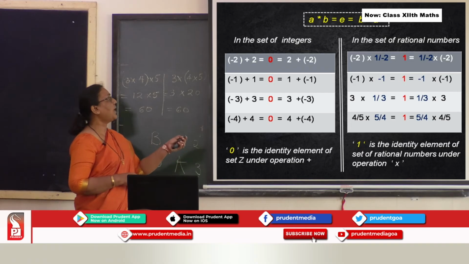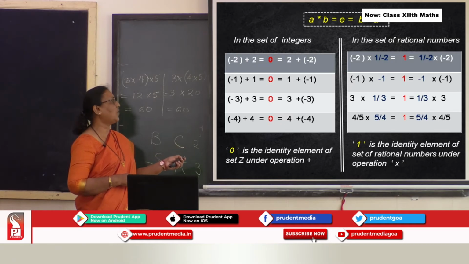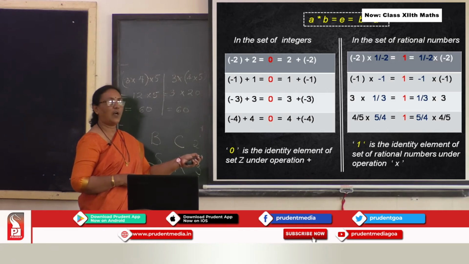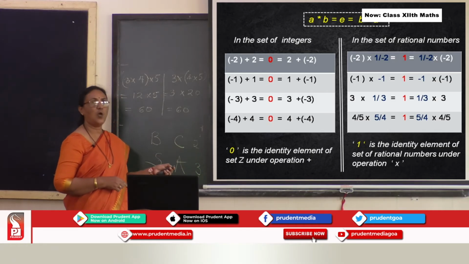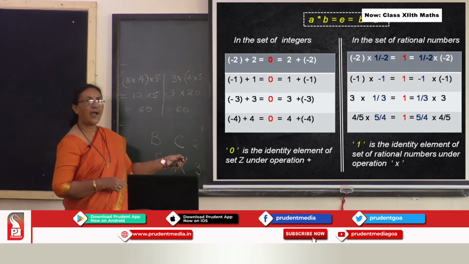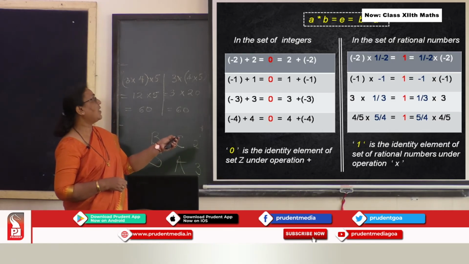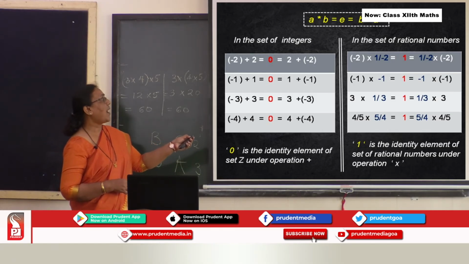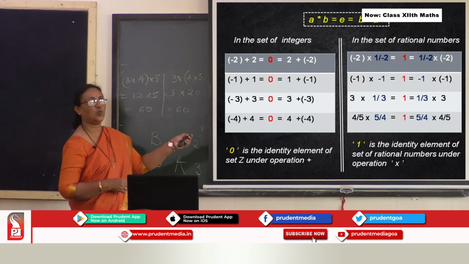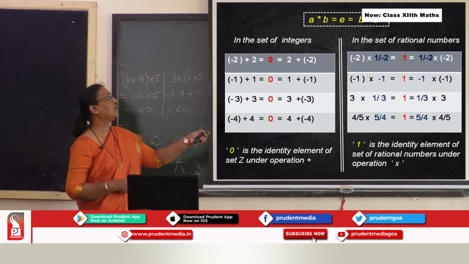So minus 2 plus 2 is 0. Similarly, minus 1 plus 1 is 0, minus 3 plus 3 is 0, minus 4 plus 4 is 0. If I change the order, 4 first and minus 4 afterwards, again I am getting the answer 0. So the identity element plays a major role here. If the identity element is there, then only you can find the inverse. Then the inverse of minus 2 is 2 and the inverse of 2 is minus 2. So the inverse of B is A, the inverse of A is B.